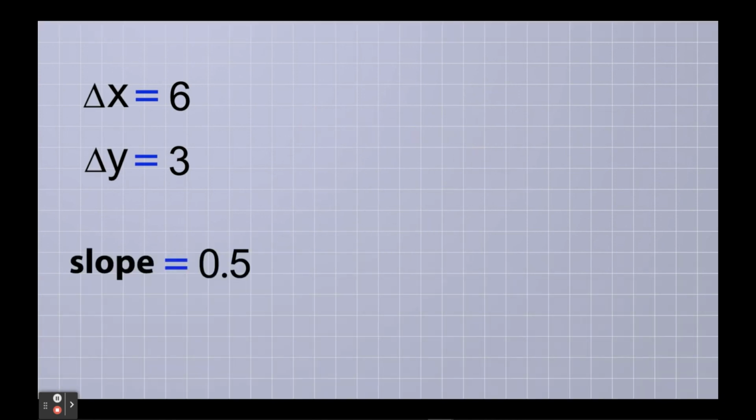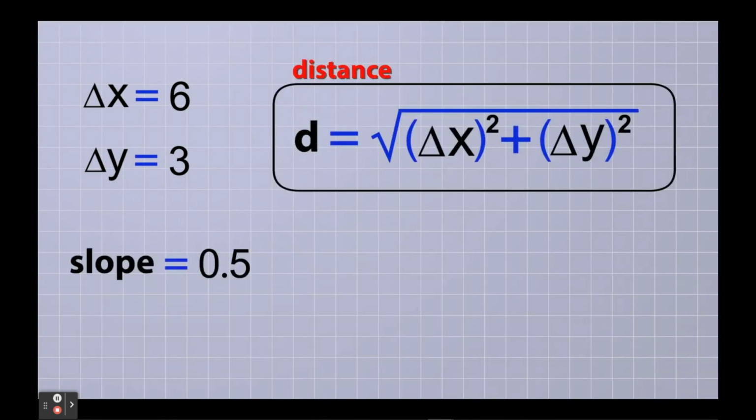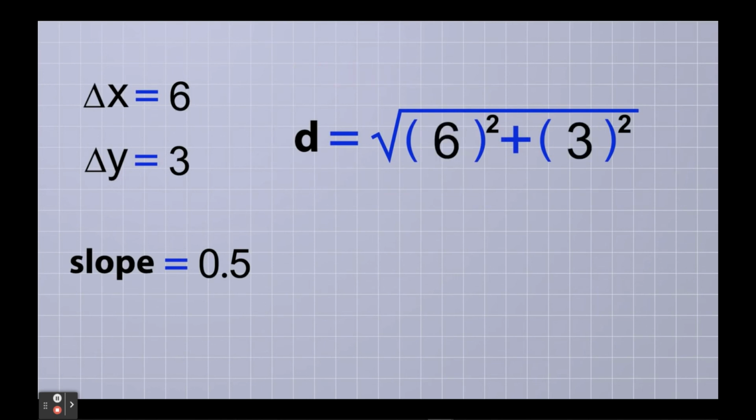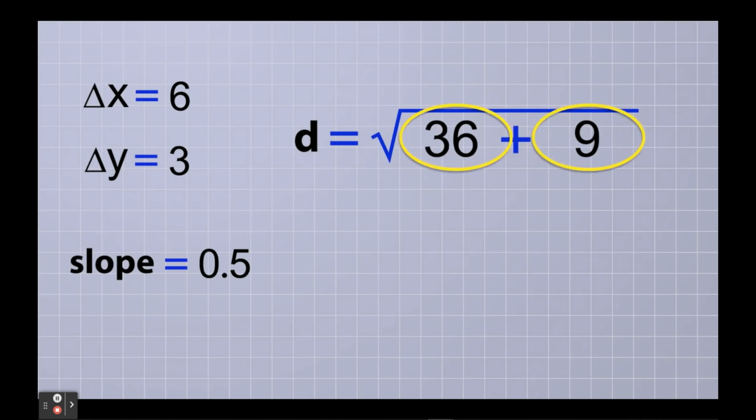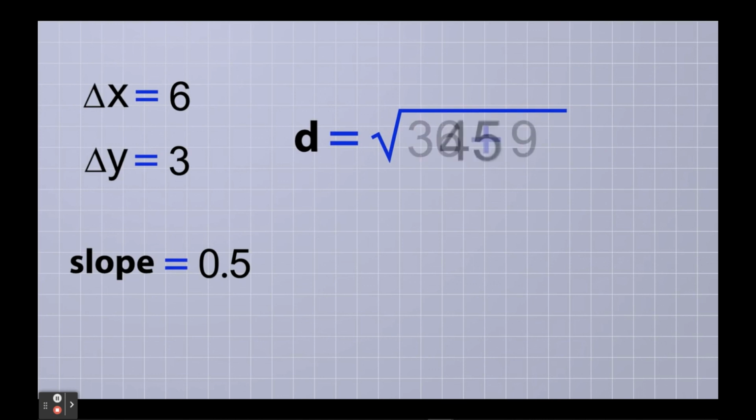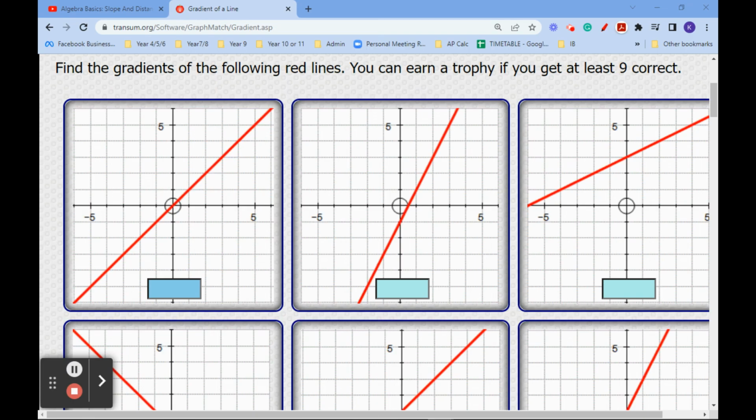That was easy. Now let's plug those deltas into our distance equation to see how far apart those points are. Doing that tells us that the distance equals the square root of 6 squared plus 3 squared. 6 squared equals 36, and 3 squared equals 9. 36 plus 9 equals 45. So the distance between the points would be the square root of 45.